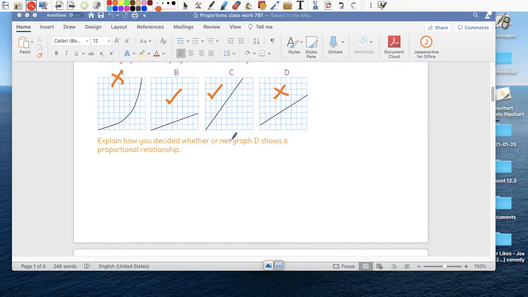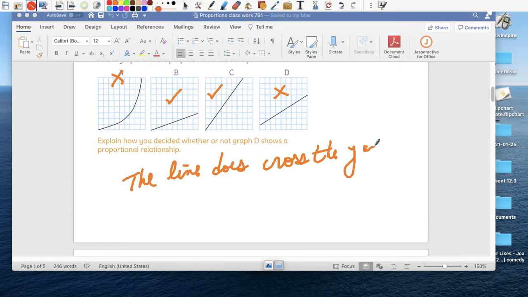Explain how you decided whether or not graph D is proportional. Well, graph D, the line does not cross the y-axis at 0, which would have been this point right here. Okay, it's a straight line, but not proportional.